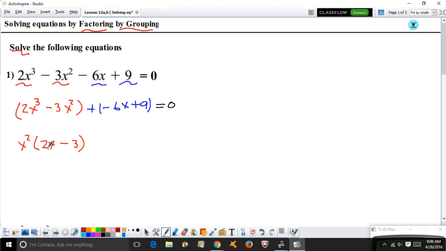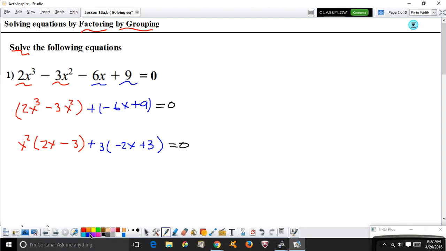Now, what am I going to do with the blue group? I'm going to do the same. I'm going to look at it. Plus, what is the greatest common factor here? Well, the greatest common factor that I can see here is 3. So let me factor out a 3. If I factor out a 3, I'm going to have negative 2x, because if I multiply, I get negative 6x, and then plus 3, equal to 0.